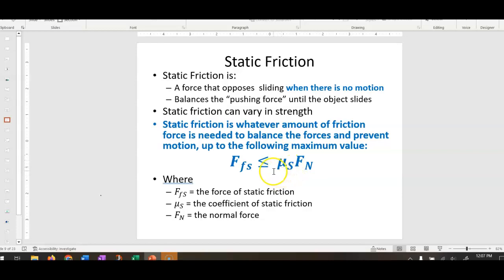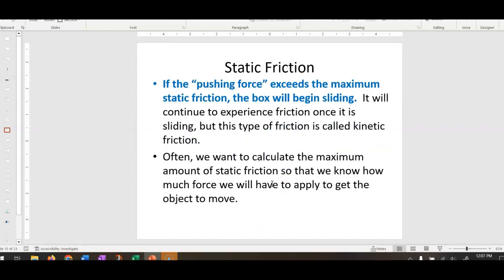This symbol that looks like a u, it's a Greek letter called mu. Mu sub s means the coefficient of static friction, multiplied by the normal force, F sub n. Okay, so that is static friction. If the pushing force exceeds the maximum amount of that static friction, then the object's going to begin sliding.